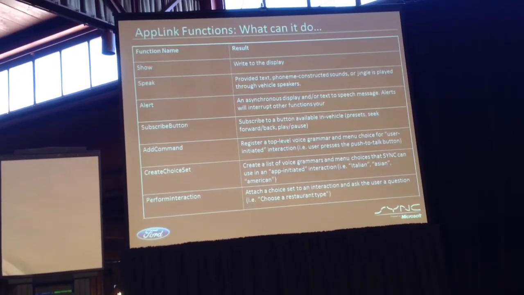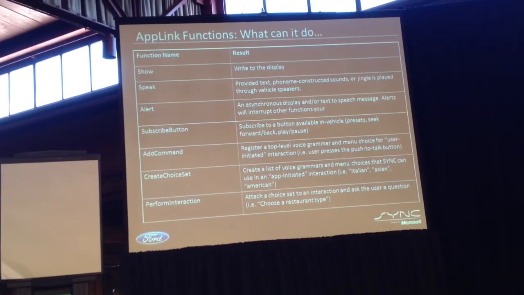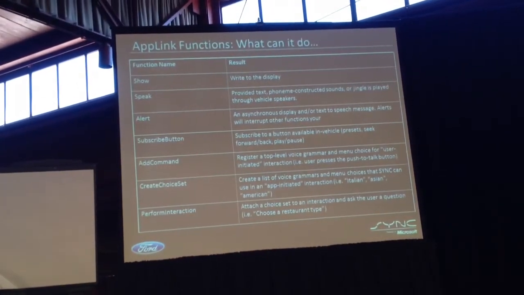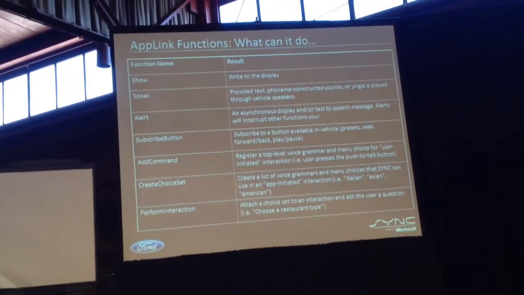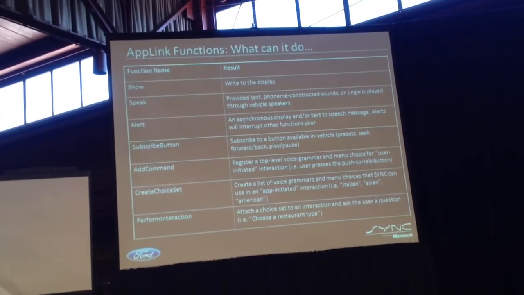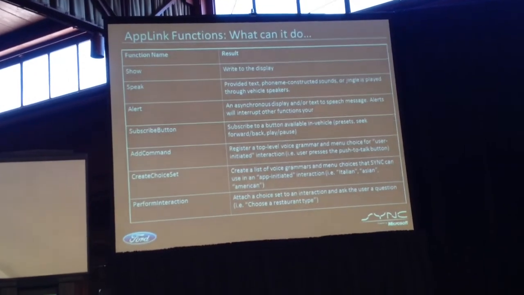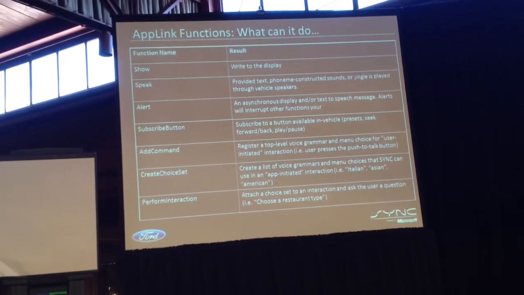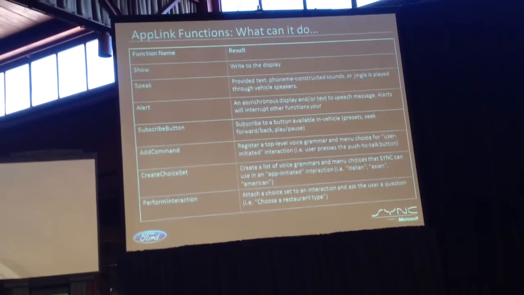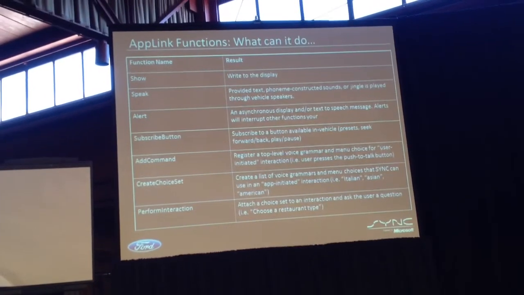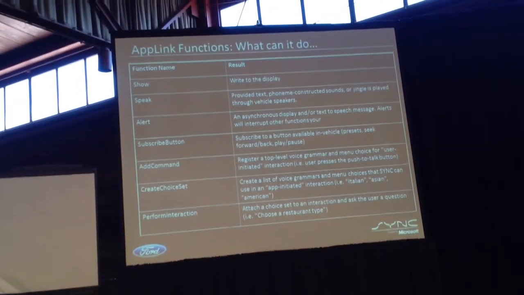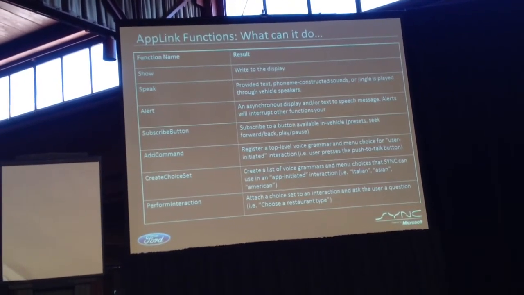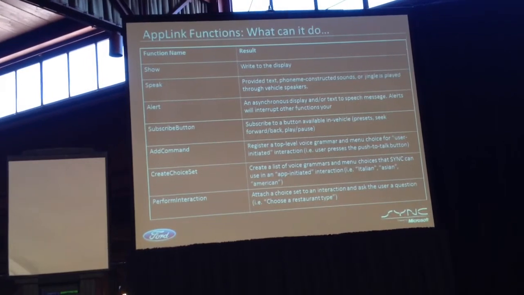We also have this concept in Sync today called Create Choice Set and Perform Interaction. Create Choice Set is a list of usable choices that you want Sync to recognize for you. It can be as simple as yes, no. In some of our applications like iHeartRadio, they have 1,500 radio stations across the country. Their choice sets are 1,500 different city and state names, so they provide that to Sync. So when you say the name of a city, that is where the choice sets come in.